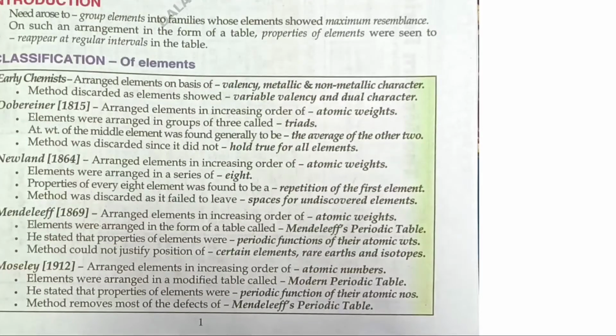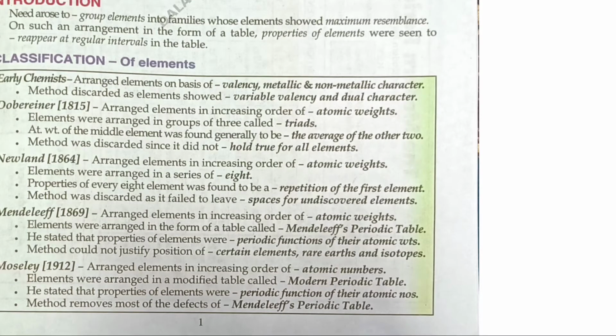After Newlands' periodic table, next is Mendeleev's periodic table in 1869, and Mendeleev arranged elements in increasing order of atomic weights. So that is number of protons plus number of neutrons. So if you see the principle of all the three, Dobereiner, Newlands and Mendeleev, all depend upon increasing order of atomic weights.